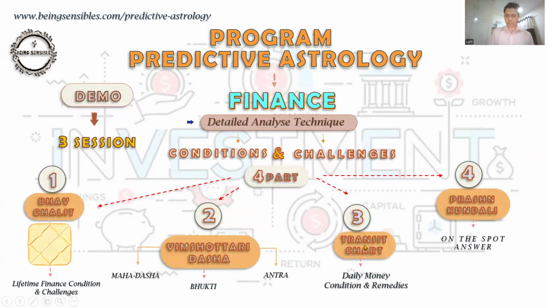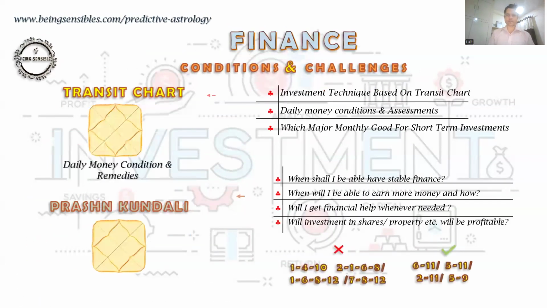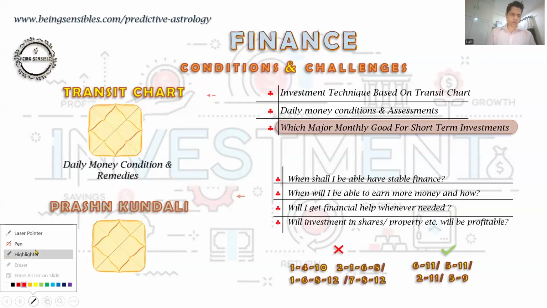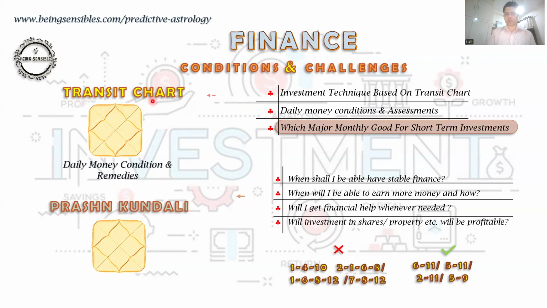The third and fourth parts study the transit chart and the present Kundli. The best part of the transit chart is that you get an idea of which month specifically is a good time for short-term investment. And with the present Kundli, suppose somebody wants to understand when they will have fund stability but doesn't have their own date and time of birth. With this concept, they get an idea of when they get fund stability, when they are going to earn more money, and when they get financial help when needed.